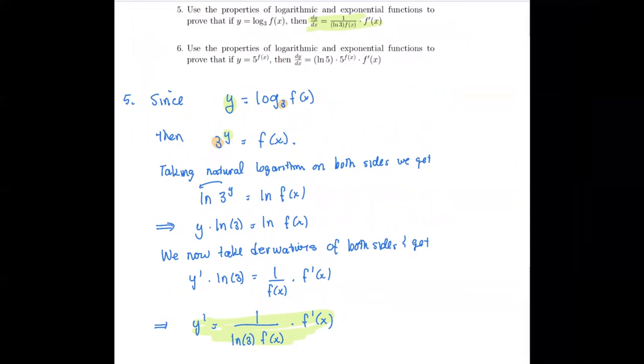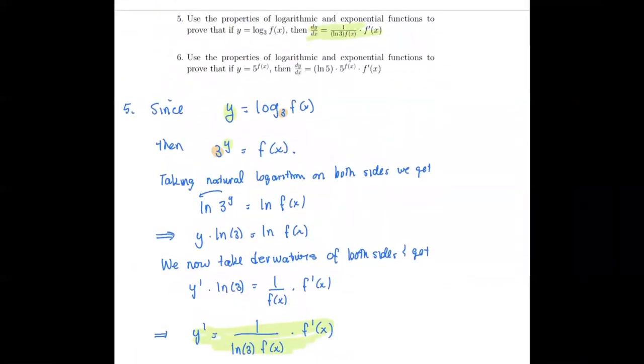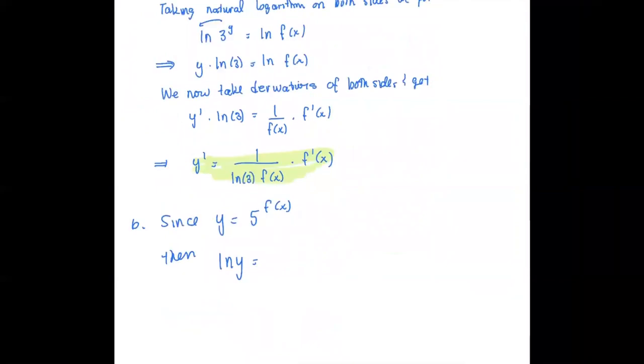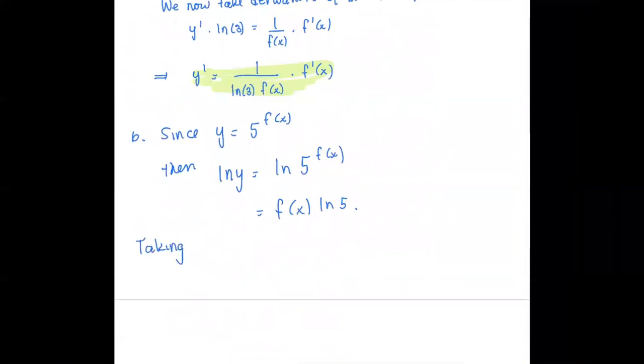And then for number 6, I would start the same way. So since y equals 5 to the f of x, then the natural log of y is equal to the natural log of 5 to the f of x. Here I'm going to keep the equal sign because I'm just going to take the log of both sides like that. Taking derivatives of both sides, on the left you get the log rule, 1 over y times y prime.